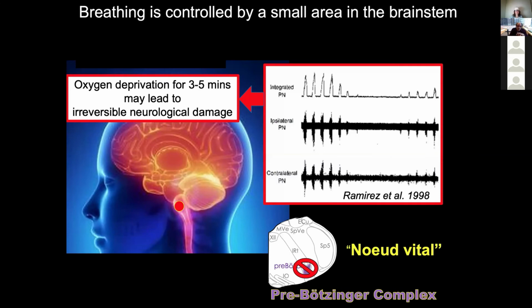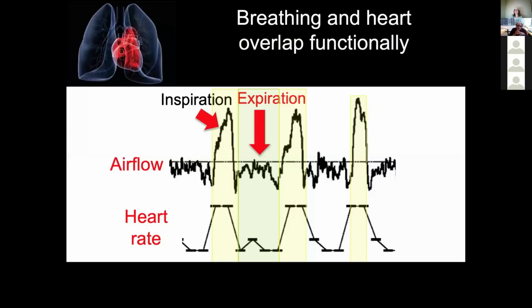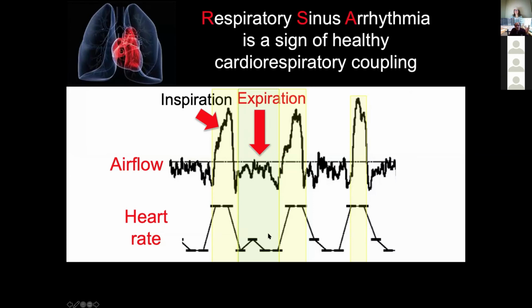So this area controls basically blood supply and lung activity, but it has to be coordinated not only with the lungs, but also with the heart. We know that each time you inhale, your heart rate goes up, and when you exhale, your heart rate goes down. This is the so-called sinus arrhythmia, and it's a sign of healthy coupling between the breathing and the heart.